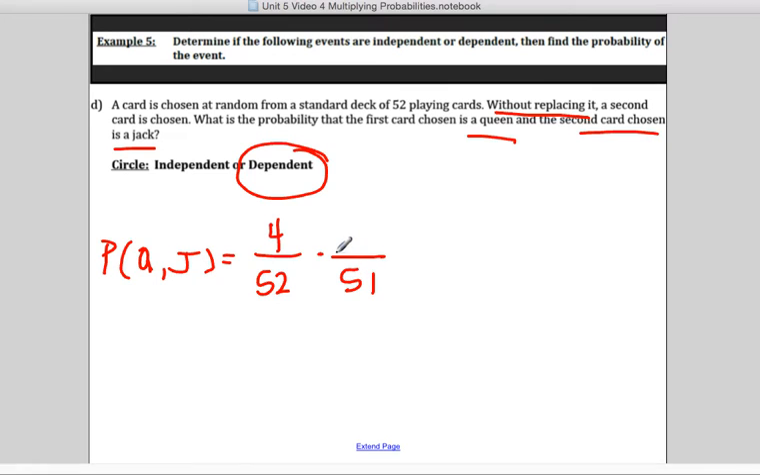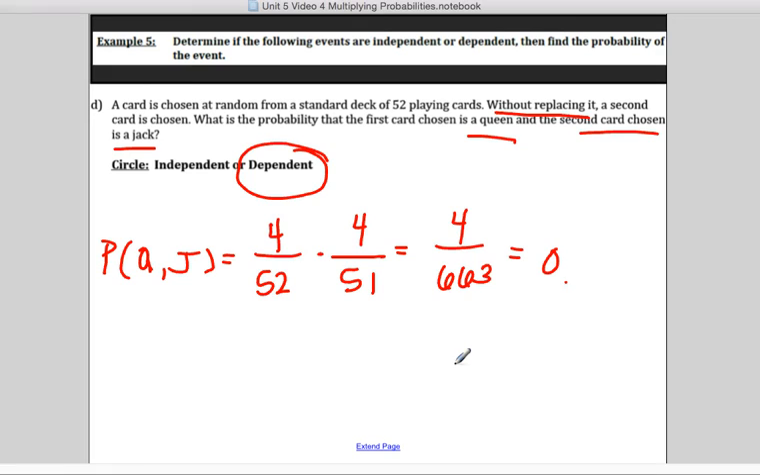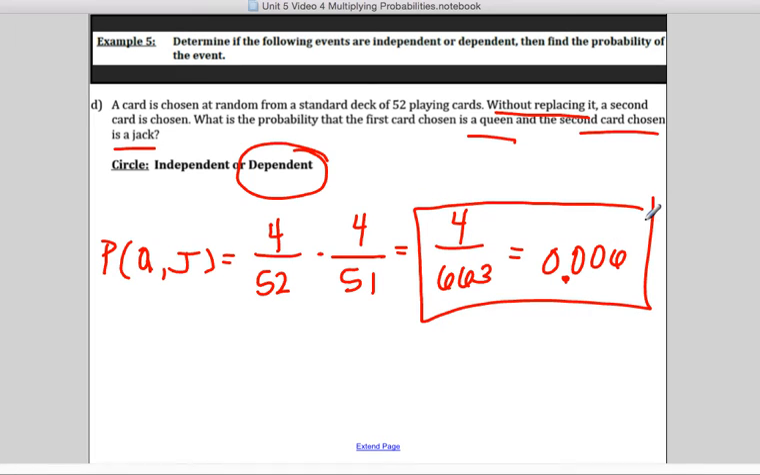How many jacks are there? There's still 4. So if I multiply this out and reduce, I get 4 over 663. And as a decimal, what is that one as a decimal? 4 divided by 663 is 0.006. All right, and there is example D.